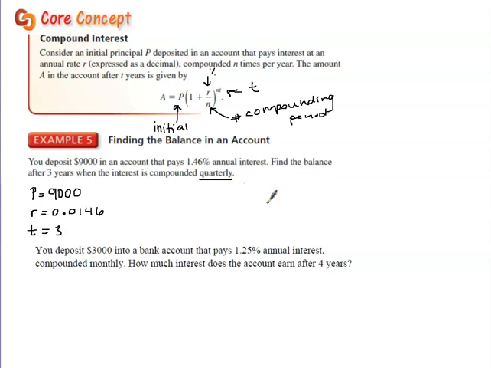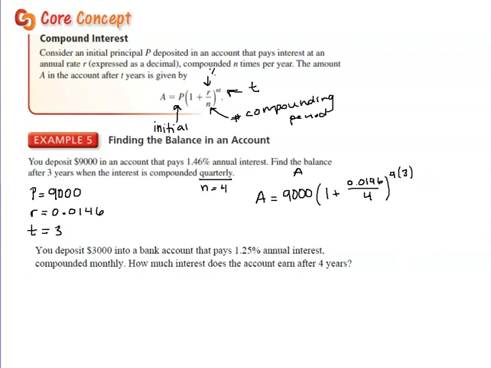Quarterly, just like a quarter, means 4 times over the course of the whole year. So my n, or the number of times that we are compounding, is going to be 4. 4 times in 1 year. They want the balance, the final balance, which would be A, after the 3 years. So A is equal to my principal, 9,000, multiplied by 1 plus 0.0146, all over n, which is 4, to the power of 4, multiplied by our time, which is t.